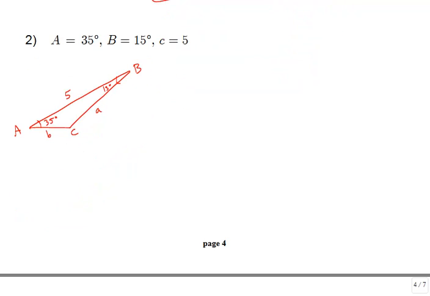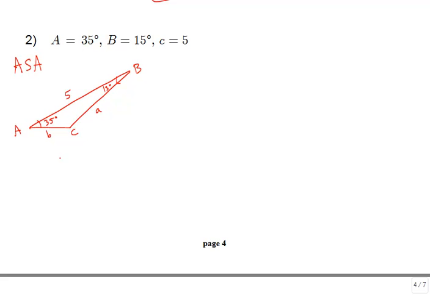Okay, next example. Again, we know two angles. Angle A is 35 degrees, angle B is 15 degrees, and side C is 5. So since side C is opposite angle C, that means this is angle side angle. And if you know two angles, then this is only going to have one possible solution. This is not the ambiguous case, so we're not going to have to worry about checking different possibilities.